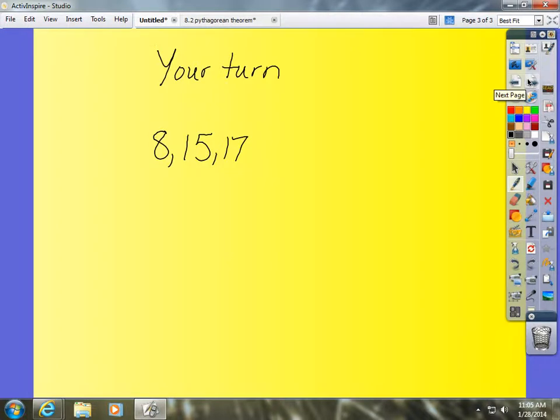And now it's your turn. I want you to tell me if these three numbers, 8, 15, and 17, are the measures of the sides of a right triangle. Don't forget to plug it in to a squared plus b squared equals c squared.